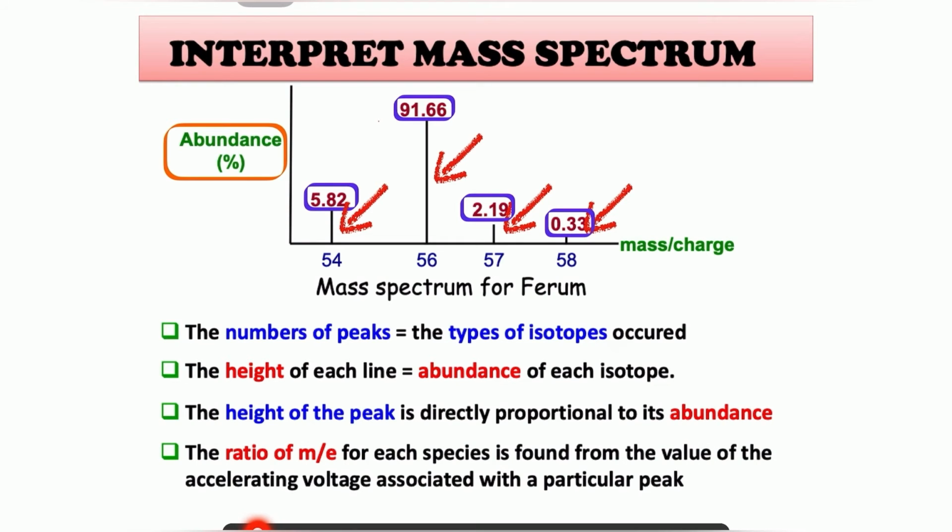And the ratio of the mass to charge for each species is found from the value of the accelerating voltage associated with a particular peak. So this one refers to the percentage abundance.